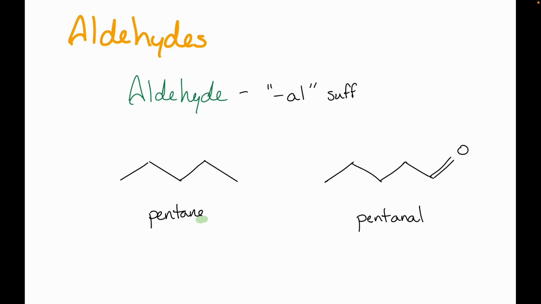So for aldehydes, we use this -al suffix. All right. What's the location of this functional group in my molecule? Which is what carbon number? 1, right? I'm going to start numbering from over here because I want that to be my lowest possible number.